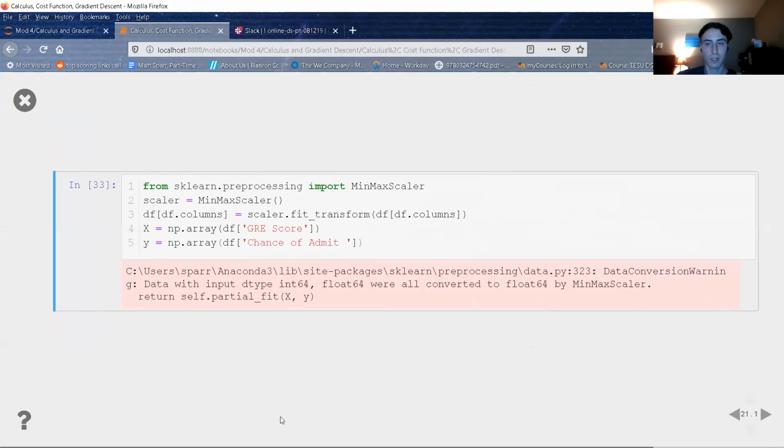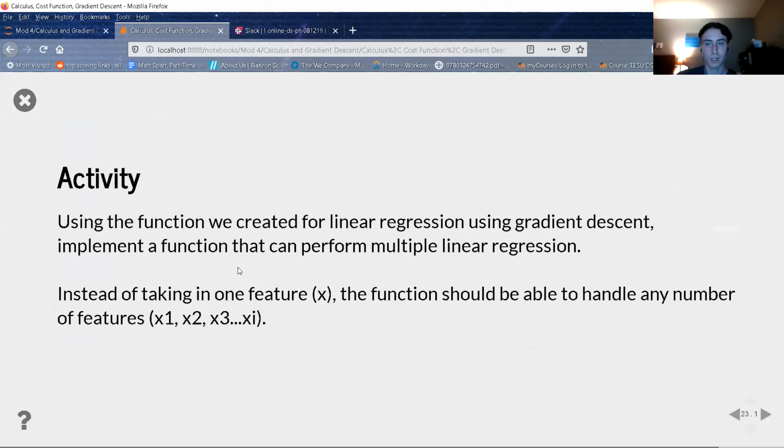All right, so now we're going to do something fun with our activity. What we've been doing so far is for basically simple linear regression. We have one x, but what happens if we have more than one x? You're going to use the gradient descent function that we just made in this lesson and modify it slightly to accommodate multiple x features: x1, x2, x3. Like in the graduate admissions data set, you have all your different features there, and we want to be able to include all of those.